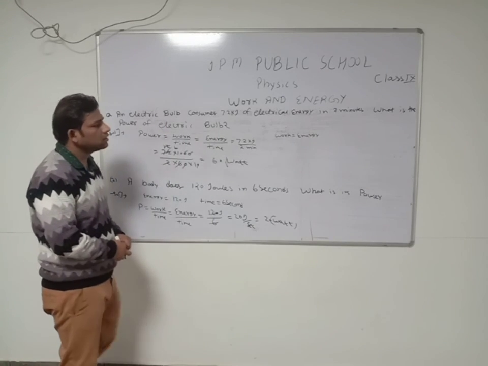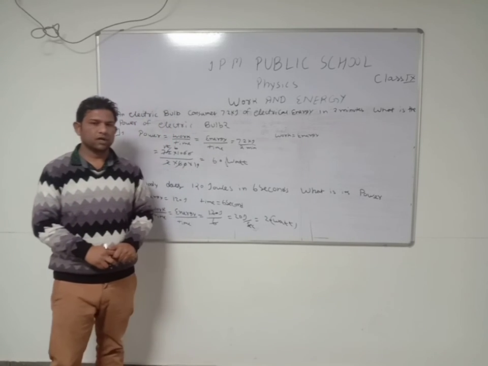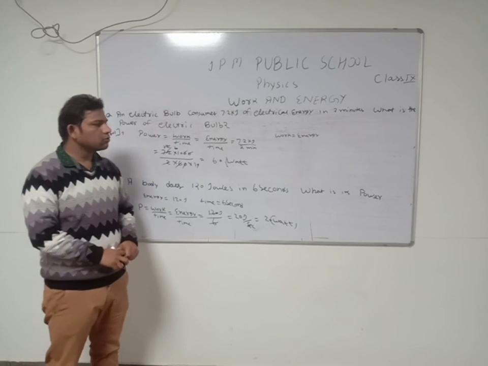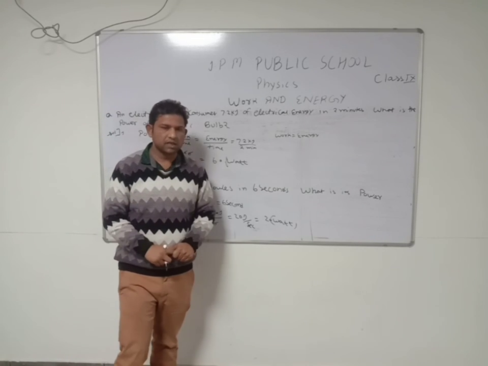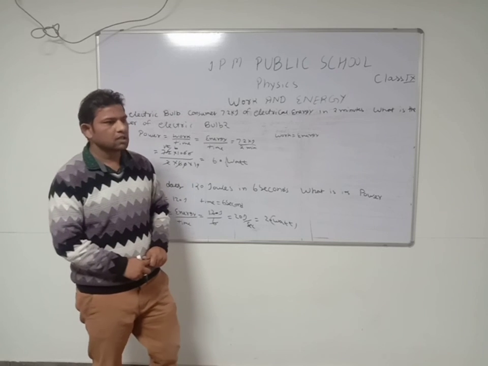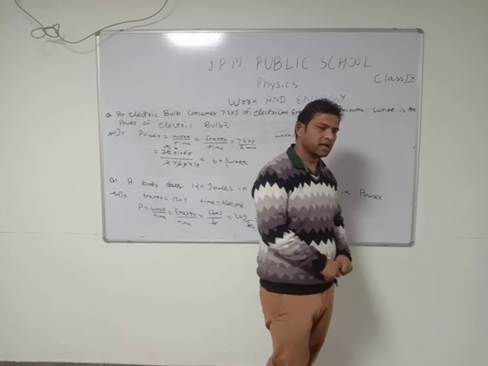So these questions are based on the power formula. In the power formula, we know that work equals energy. So P equals W upon T, it means power equals work upon time, and the other formula is power equals energy upon time. In the next video, we derive a relation of kinetic energy. Thank you, students.